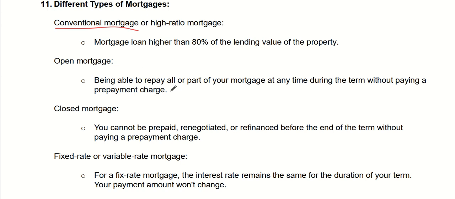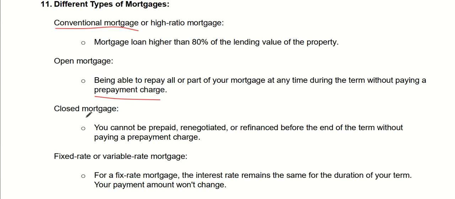Well, having an open mortgage, you're able to pay all or part of your mortgage at any time. So if you suddenly win the lottery and you come across a lot of money and you want to use that money, you're allowed to pay off your mortgage as much as you want, as often as you want, without getting a prepayment charge. So basically, you're allowed to pay it whenever you want and as much as you want.